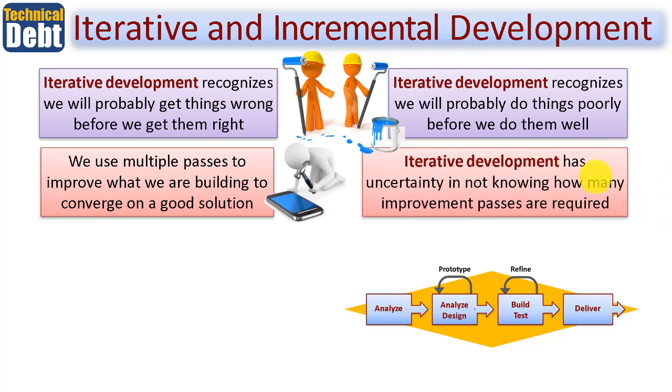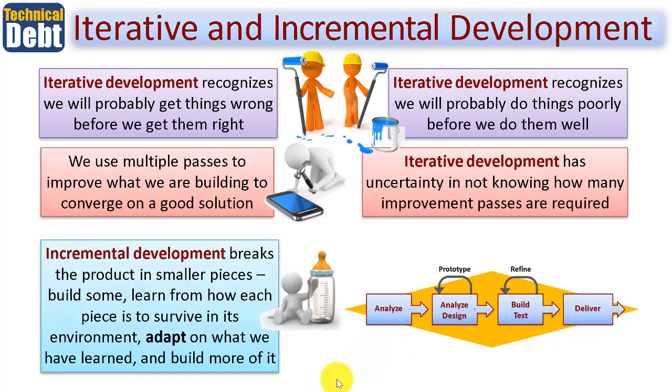So iterative development has uncertainty in not knowing exactly how many improvement passes are required. Perhaps you could see that as a weakness, if you will. However, if you're using an adaptive process such as Agile, then you'll know that exactly how many sprints we need is not in fact a huge disadvantage after all. I draw your eyes down here to the model of analyzing, and then in Agile, analyzing the design, perhaps developing an early prototype, and then you test it and you refine the tests, and ultimately you deliver. So in effect, these first three boxes are carried out using sprints.